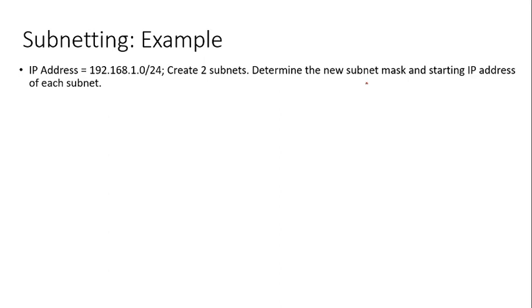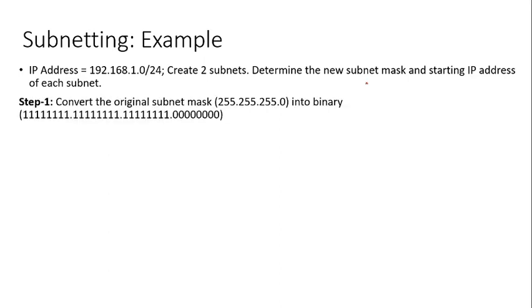The first step is that we will convert the original subnet mask into binary. This is the original subnet mask of this class C IP address, and the binary conversion of this comes out to be this. So we have converted our original subnet mask into binary.